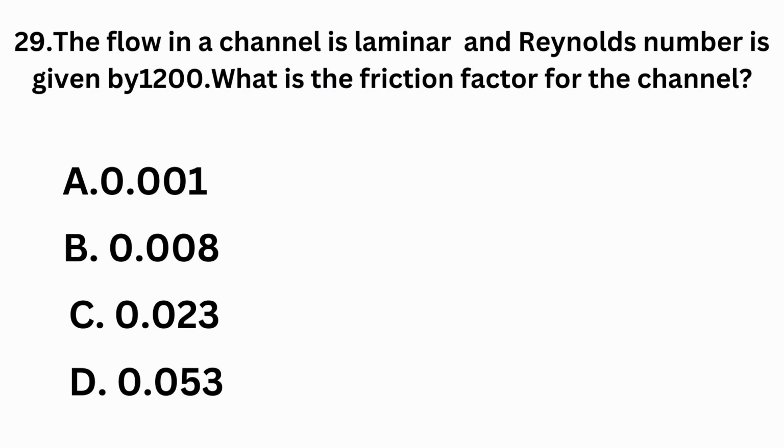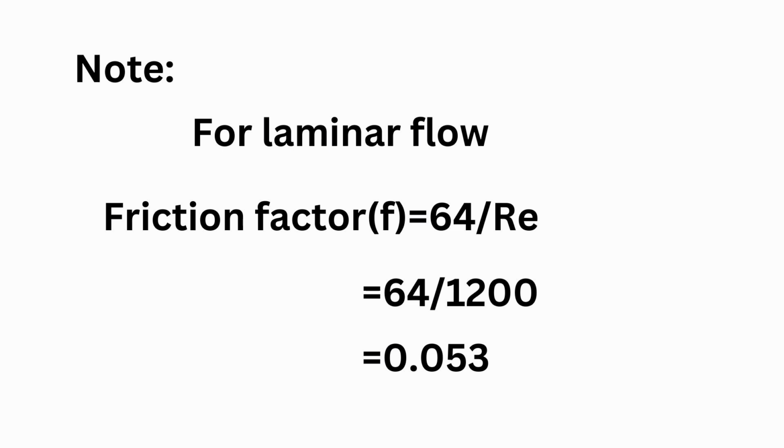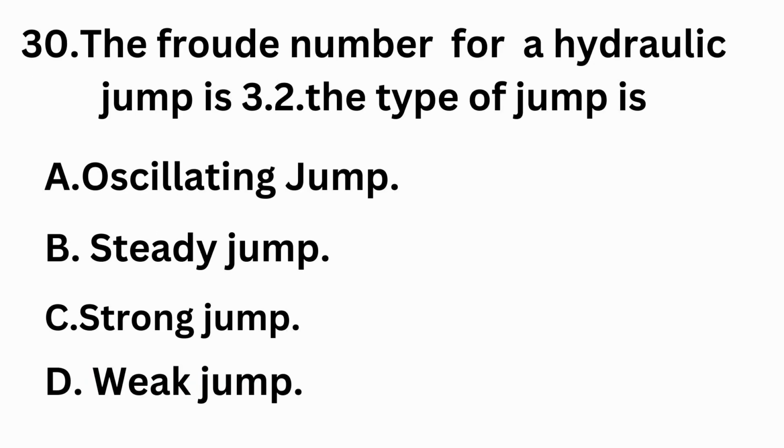Question number 29. The flow in a channel is laminar and the Reynolds number is given as 1200. What is the friction factor for the channel? Laminar flow is a type of fluid flow in which the fluid travels in a smooth manner or in a regular path. For laminar flow, friction factor f is equal to 64 divided by the Reynolds number. Here the Reynolds number is 1200. After putting in this value, we get the friction factor, which is 0.053.